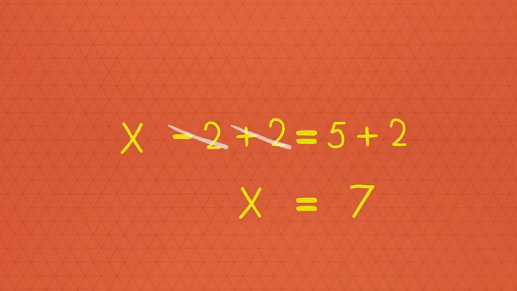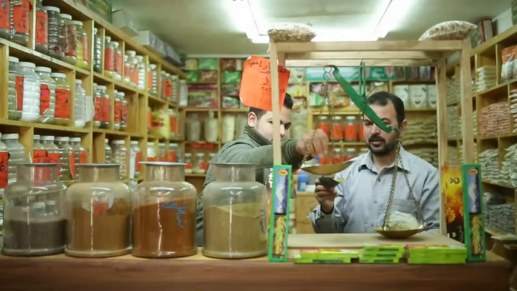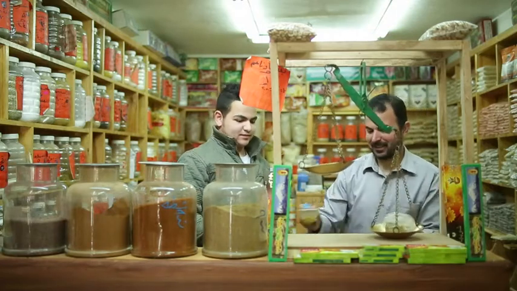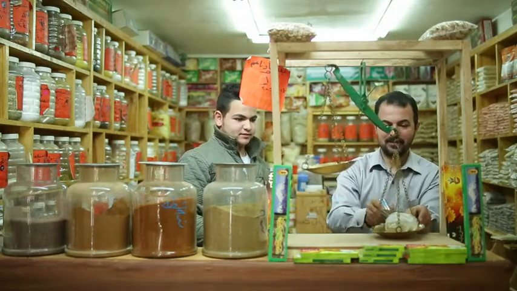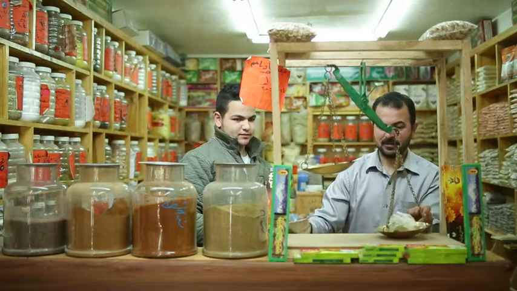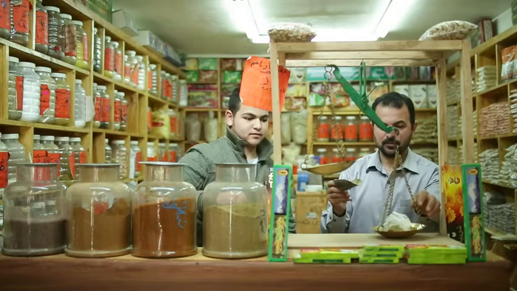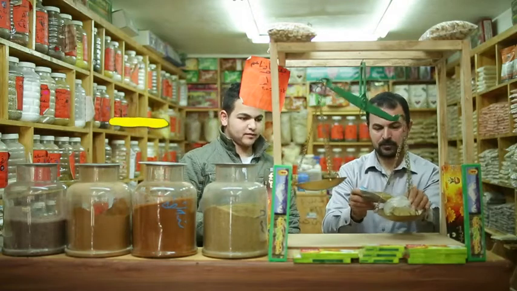Let's go back to Sobki, the spice seller's assistant. He wants to remove some of the meat. To maintain the balance of the scale, whatever he removes from the right side, he removes from the left side as well. This is called the subtraction property of equality.